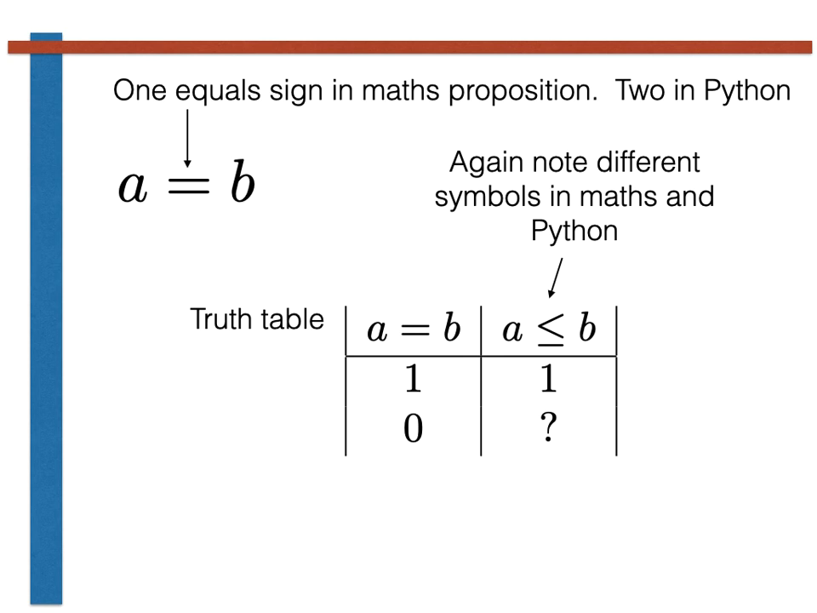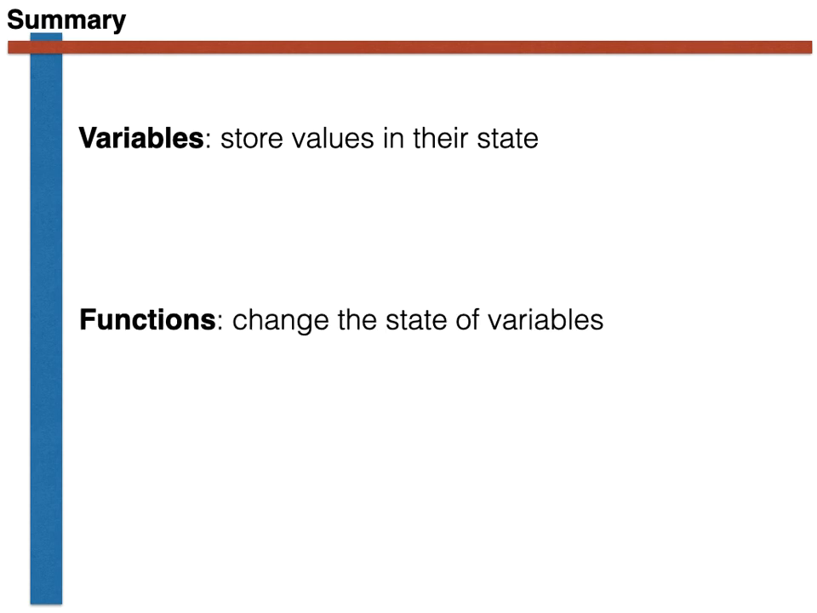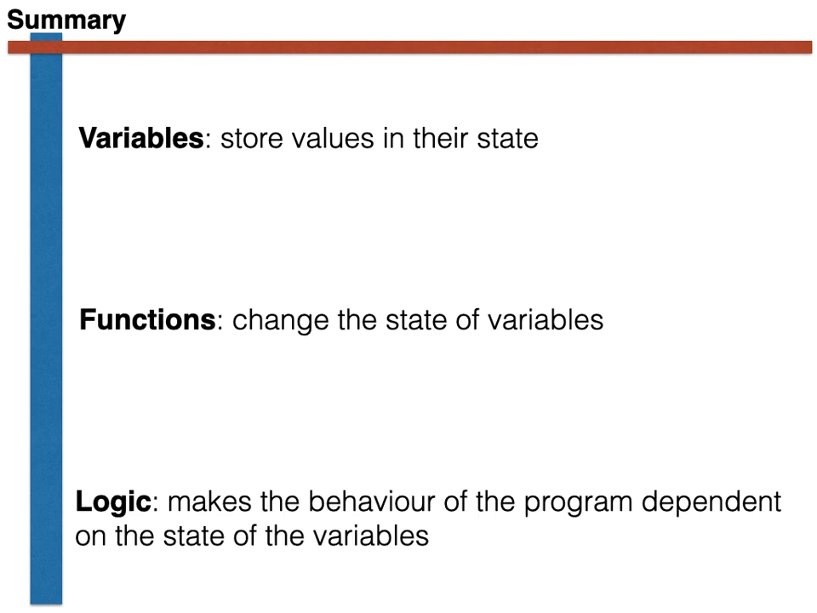I won't tear you away from that for much longer, and we'll just finish by reviewing everything we now know about the three elements from which we can construct computer programs. We have established that variables are labelled addresses in memories and that we can store the values in the state of a variable. We have established that functions are used to change the state of these variables, and last but not least, we have just learned that logic makes the behaviour of the program dependent on the state of the variables. Good luck with the exercises that follow.